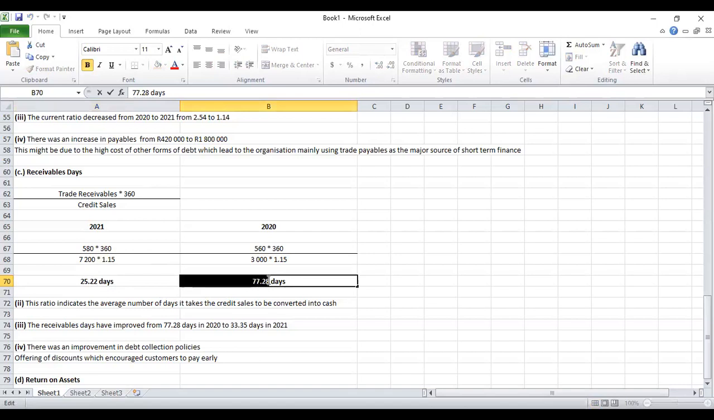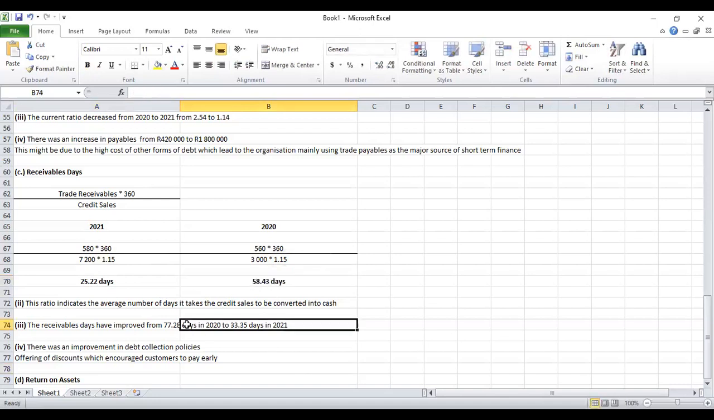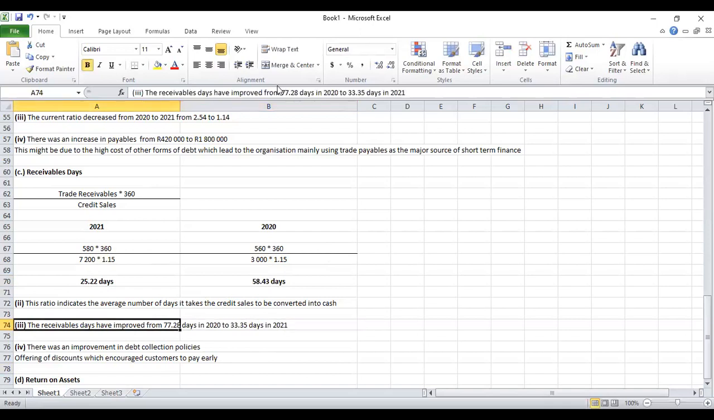Cool. Okay, thank you guys. So I will correct here. But still it remains an improvement. Now with the return on assets.